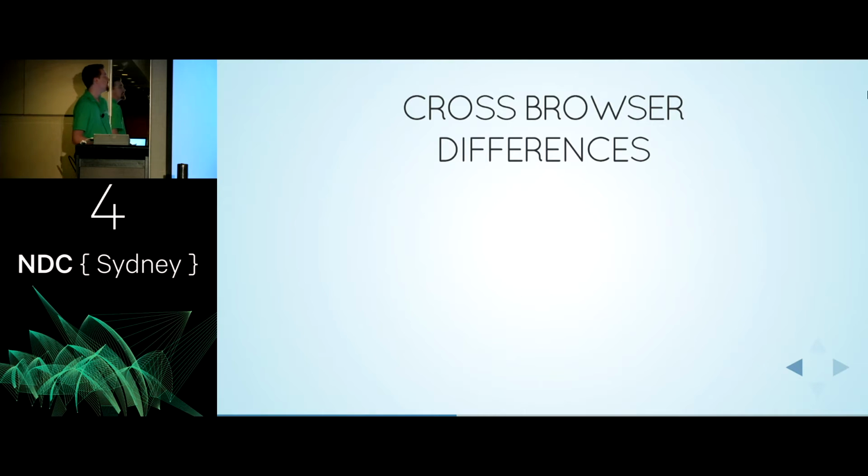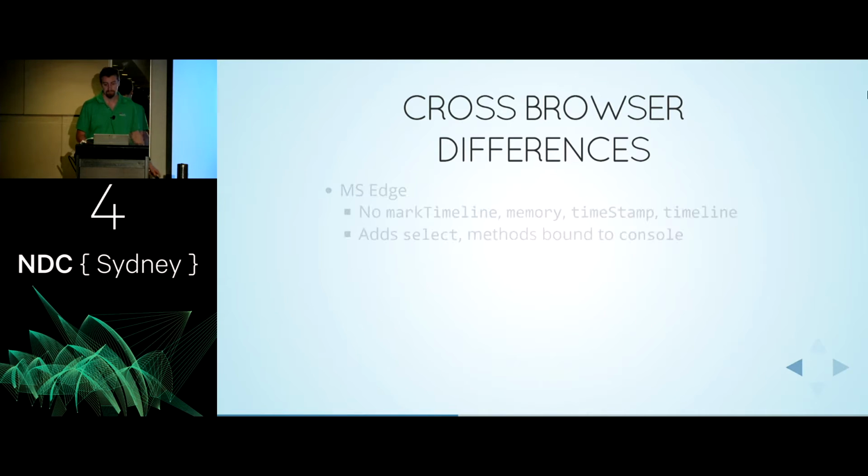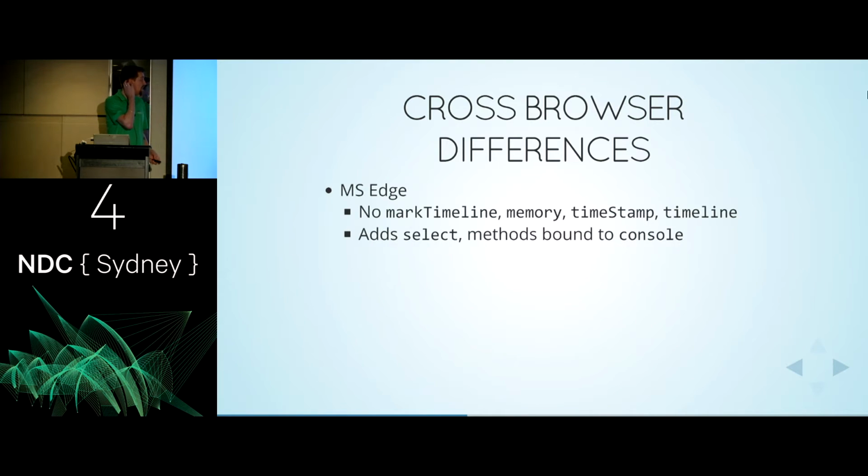So naturally, this is browsers, so there's going to be some things that don't work the same in every browser, and we're going to have some browser nuances. MS Edge actually has fewer features than you see in something like Chrome or Firefox. Predominantly things around timelines. So the timelines are for the profiling tools that we'll have a look at a little bit later. There's a method called markTimeline, and it's also aliased as timeStamp.